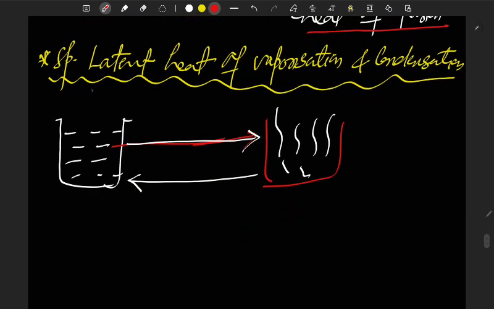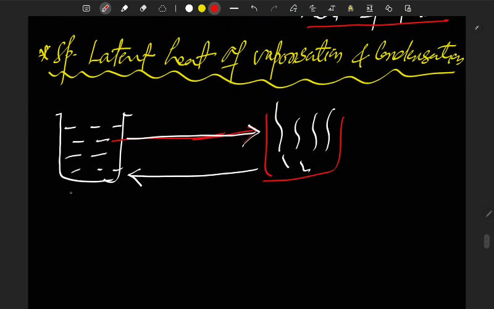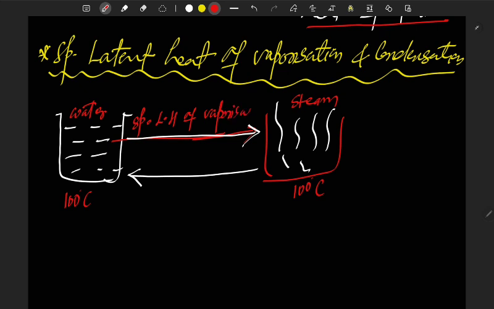Now there is one more term, the specific latent heat of vaporization and condensation. Suppose here there is water at 100 degrees Celsius, we are supplying heat, and this water is boiling. Now this water is going to convert into steam or gas at a temperature of 100 degrees Celsius. When water converts into steam at constant temperature, the heat we supply is called the specific latent heat of vaporization. Or we can say the heat energy absorbed during the change of phase from water to steam is called the latent heat of vaporization.